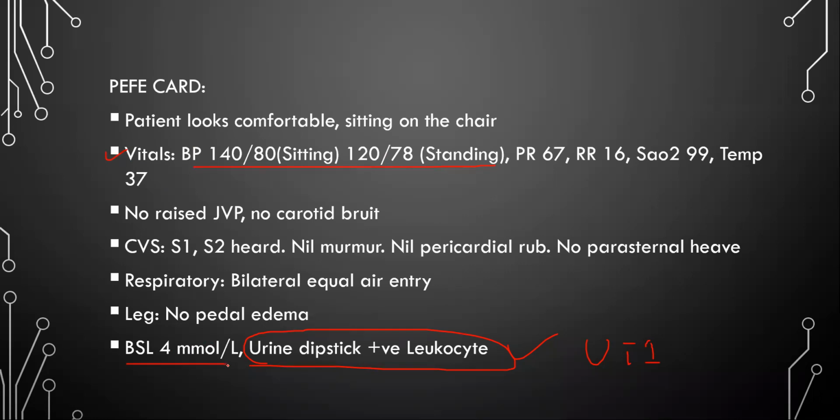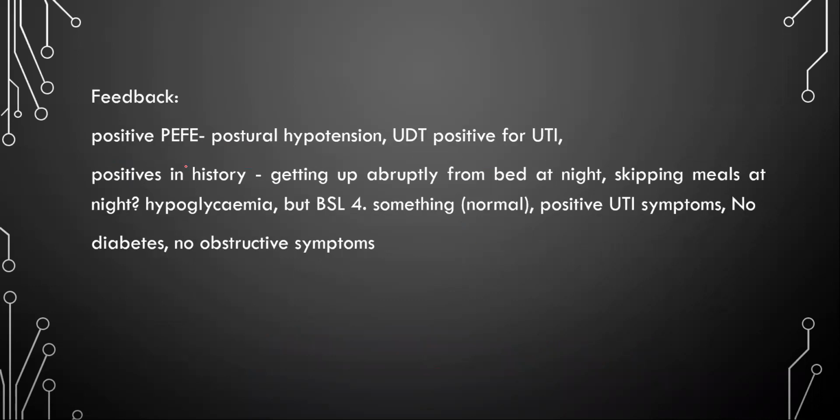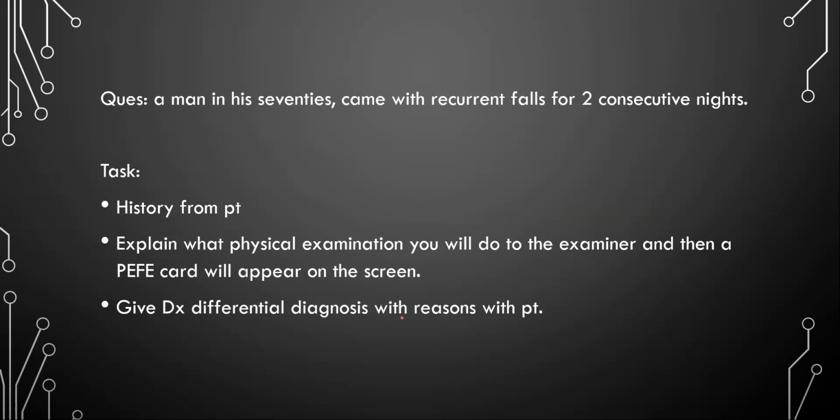And also the patient having BSL 4, which is just on the hypoglycemic range. Less than 4, we call it hypoglycemia. 4 means it's okay, but the patient is actually on the lower level of normal blood sugar. If you ask the patient about hypoglycemia, you will find out the patient skips meals in the night time and is not eating that much. So the positive findings in this case were getting up abruptly from bed at night and skipping meals at night, which can be the cause of the BSL getting into the low normal range. The patient also had positive UTI symptoms, no diabetes, no other issues. Okay, so for the history part, I would say that the initial approach was very good.